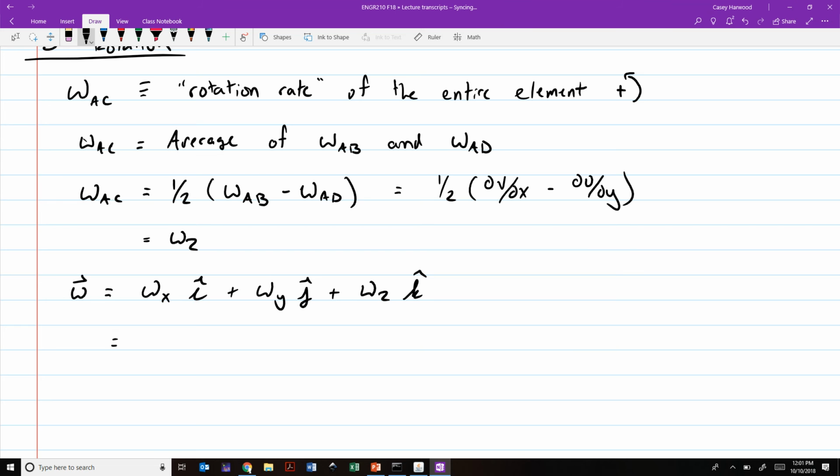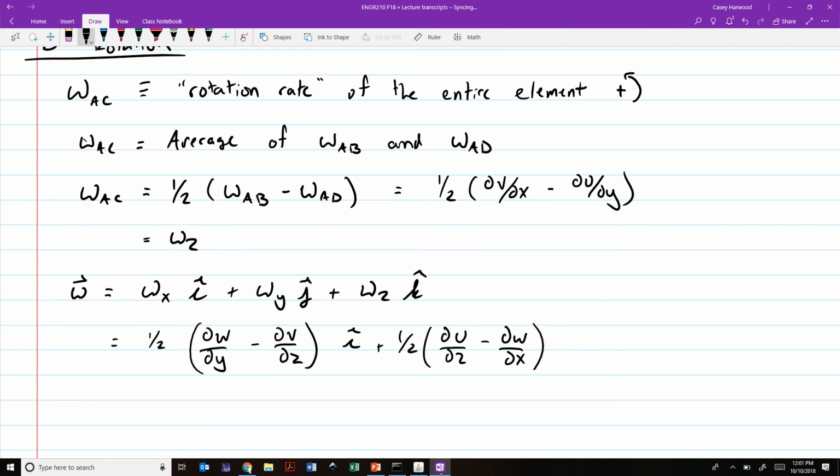which is going to be 1/2 (dw/dy minus dv/dz) i, plus 1/2 (du/dz minus dw/dx) in the j direction, plus 1/2, and here's the one we just did, (dv/dx minus du/dy) in the k direction.